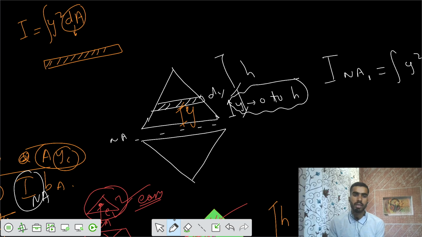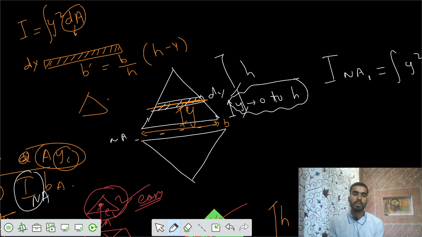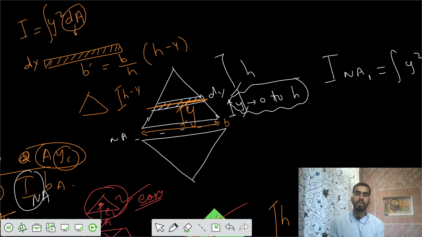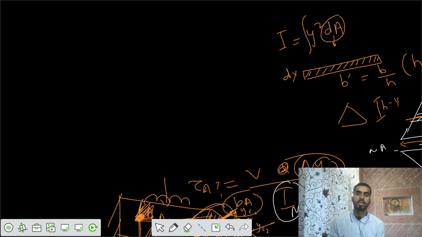For that you take some element. Let's say the element is in the form of a rectangle with a depth of dy and width of b dash. What is the value of b dash? By symmetry, b is for height of h, and I need it for the triangle of h minus y. So we get the value of b dash, and the small area dA would be equal to this.